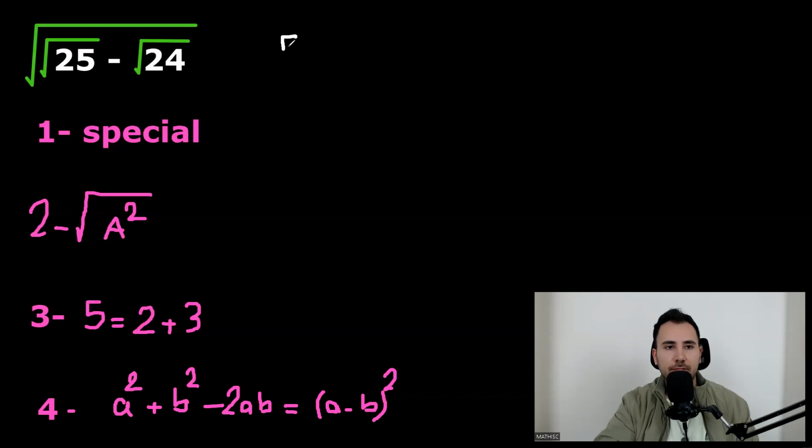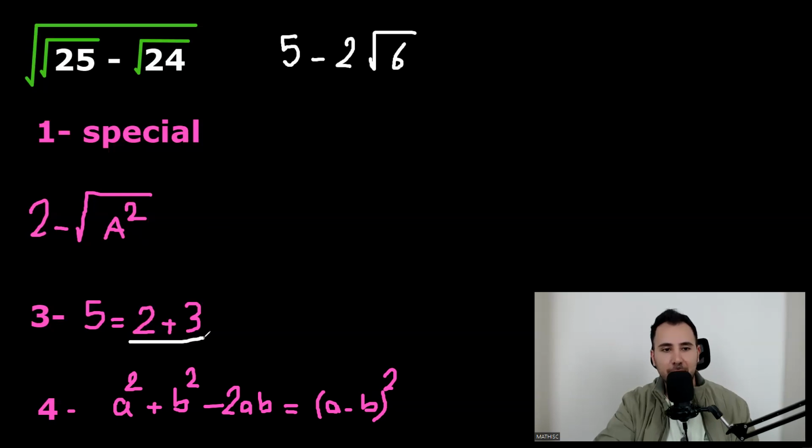So I will write it as 5 minus, simplifying this, I could write 24 as 4 times 6. Square root of 4 times 6 will be square root of 4 multiplied by square root of 6. Square root of 4 is 2, okay? So I will write this as 2 square root of 6.